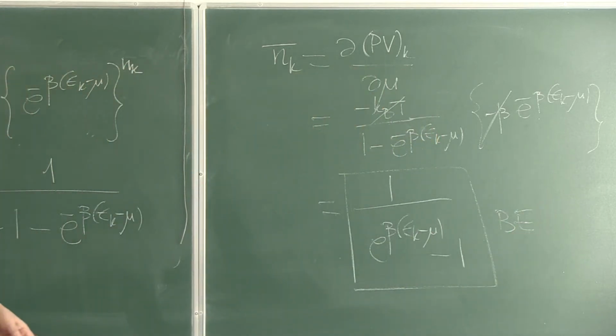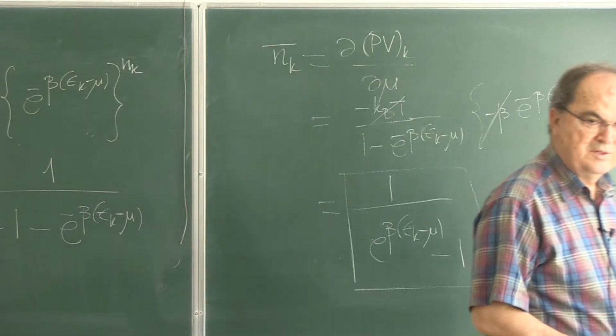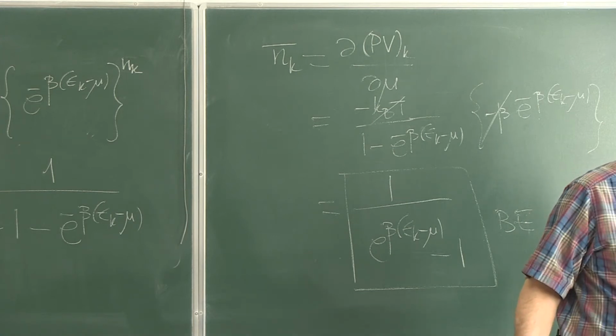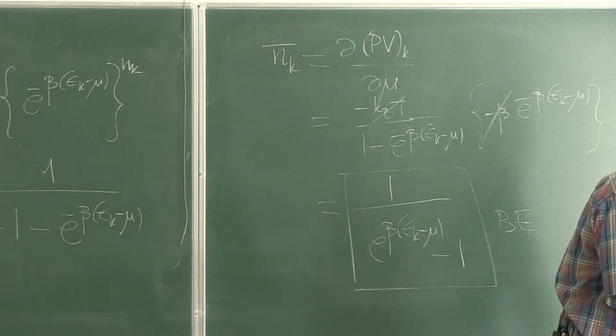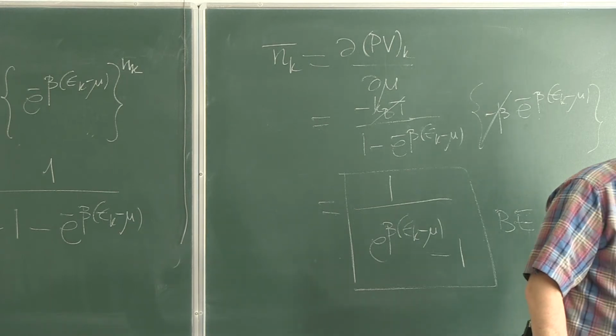So you never say what is the importance of a plus or minus. It is extremely important. That plus and minus difference is the difference between fermions and bosons. Okay?